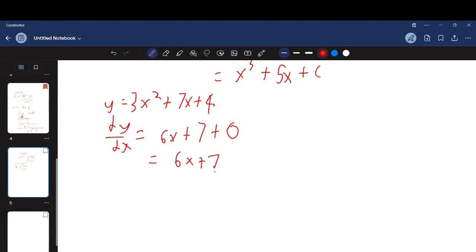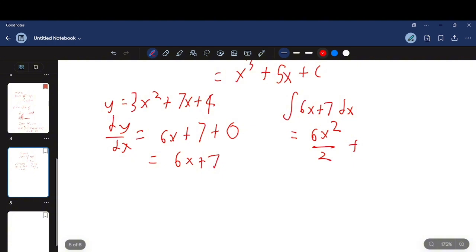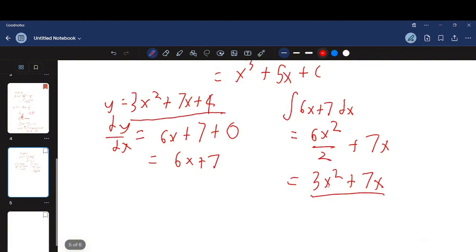But if we integrate this formula, that is, integrate 6x plus 7 dx, we get 6x squared by 2 plus 7x, which is 3x squared plus 7x. If you see, this is not the entire formula that we started with. The entire formula is 3x squared plus 7x plus 4, but we end up with 3x squared plus 7x only. Where is the other 4?